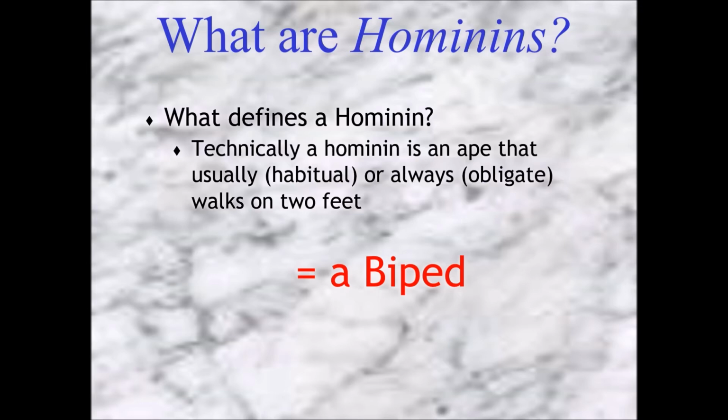So what defines hominins, sensu stricto, that we're going to talk about? Well, what defines a hominin away from all the other apes is that we are bipedal. We walk on 2 feet.